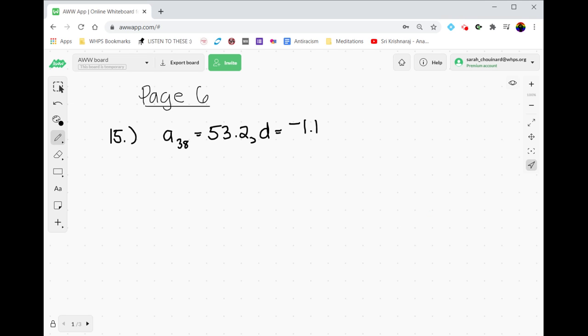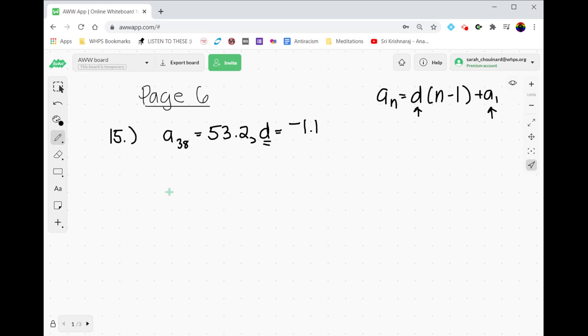All right, so I want to go over a couple of the problems on your homework. For number 15, the directions say find the first 5 terms and the explicit formula. To find the explicit formula, which is a sub n equals d times n minus 1 plus a sub 1, I need to know the parameters d and a sub 1. Currently, I do know d, but I need to calculate a sub 1.